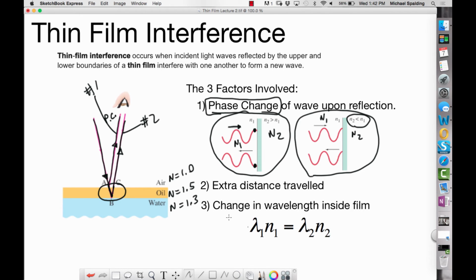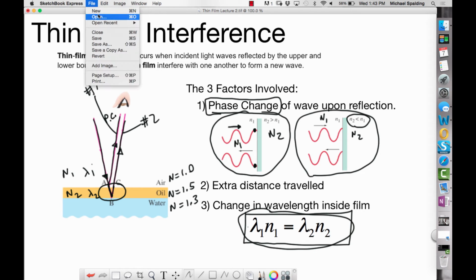Now, number 3, and this was on the quiz this week, there's a change in wavelength inside the film. As the light ray goes from air into the oil, the wavelength is not going to remain constant. I'll explain this at the end, but for right now, if we called this N1 and the oil N2, the wavelength in air is wavelength 1 and the wavelength in oil is wavelength 2, you can use this equation to calculate the wavelength in the oil if you knew the wavelength in the air. All right, so let's put this all together now.